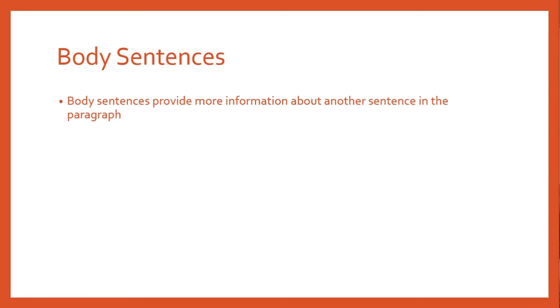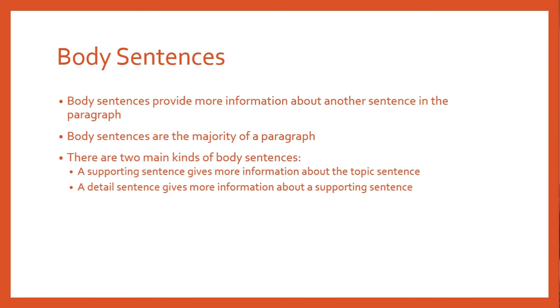So the function of a body sentence is to provide more information about another sentence in the paragraph. There are 2 different kinds of body sentences, which make up the majority of the paragraph you have. What determines the 2 kinds of body sentences is what sentence the particular body sentence gives more information about.